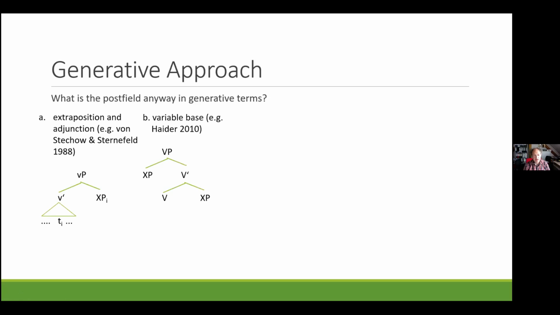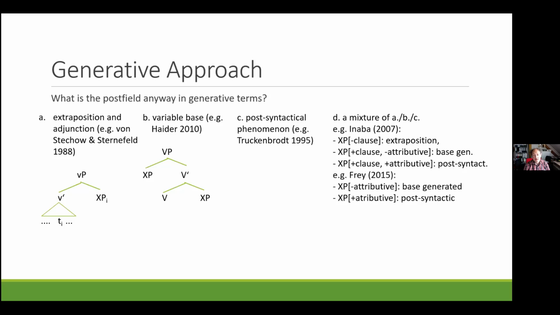Other approaches next are that we have a variable base. This goes back to Heider, for instance. That is that some VPs are right-headed, as you learn it in school, but some are left-headed, and these are the ones where you get a postfield in some ways. And next one, there is also the assumption that it could be a post-syntactical phenomenon. So something which happens on PF somewhere. And most recently, people settled for mixed models.